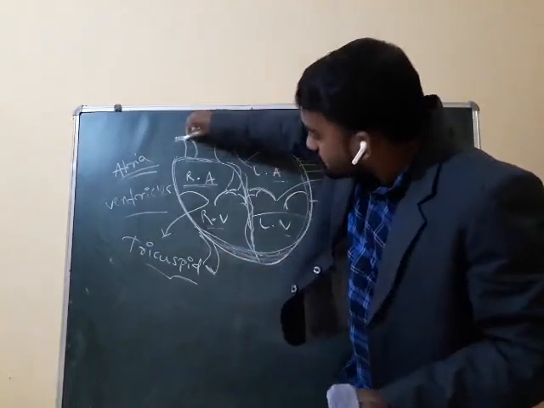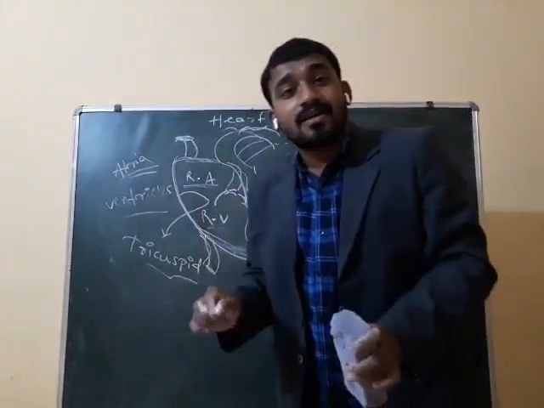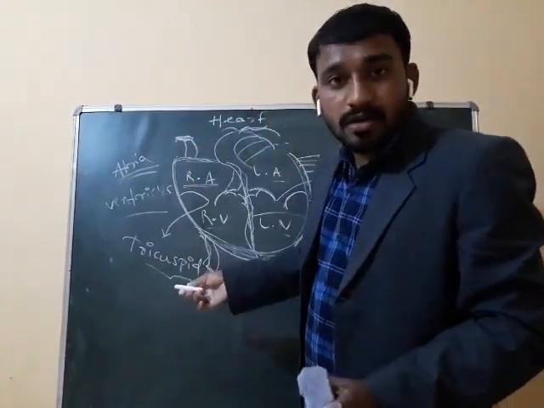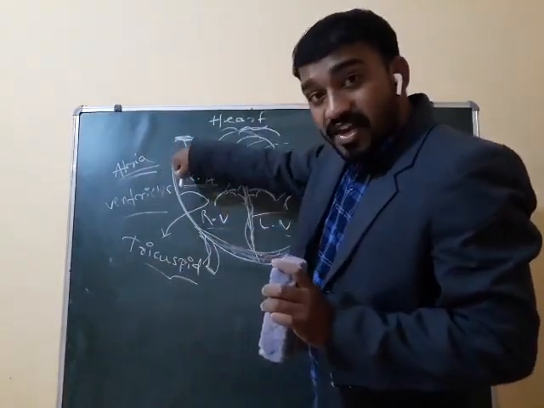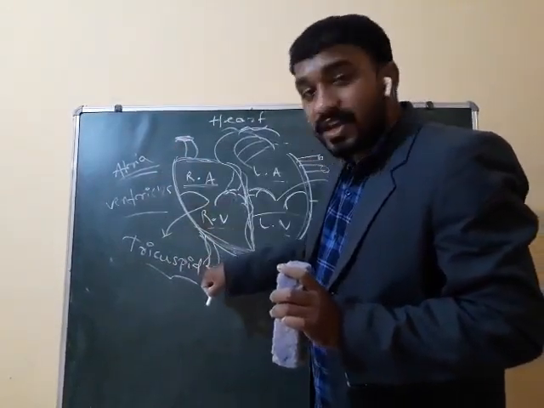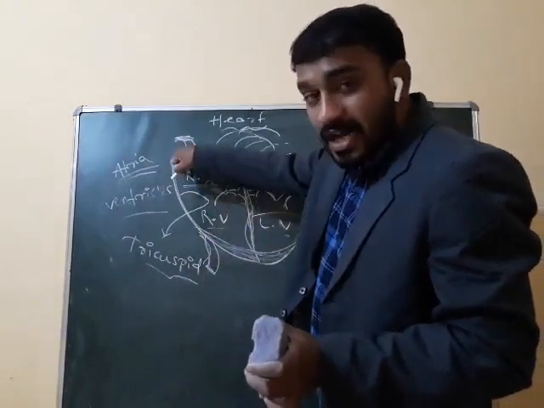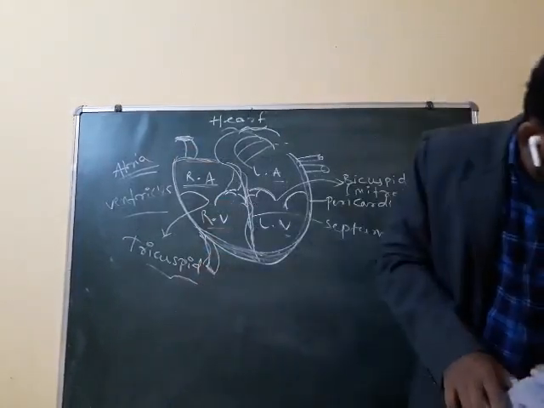Now these two parts you are looking at. This is carrying only deoxygenated blood and the name of these two is called vena cava, superior vena cava, inferior vena cava. You can say posterior vena cava or anterior vena cava. Understood this much?